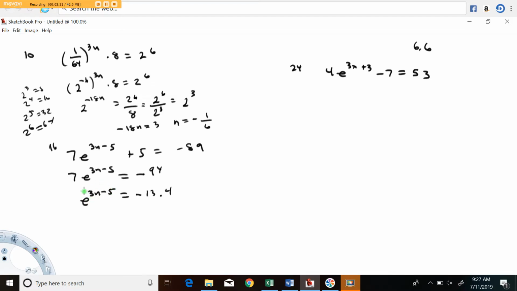All right, now what we've got to do is get the n out of the power, and that's what logarithms do for you. Now you can take any base you want. Base e and base 10 are the two most common. You can take base 10 and it will work out just fine, but usually when you're dealing with e to a power, natural logs are probably the preferred choice. If for no other reason, ln is shorter to write than log. So if we take natural log, e to the 3n minus 5 is going to equal natural log of minus 13.4.